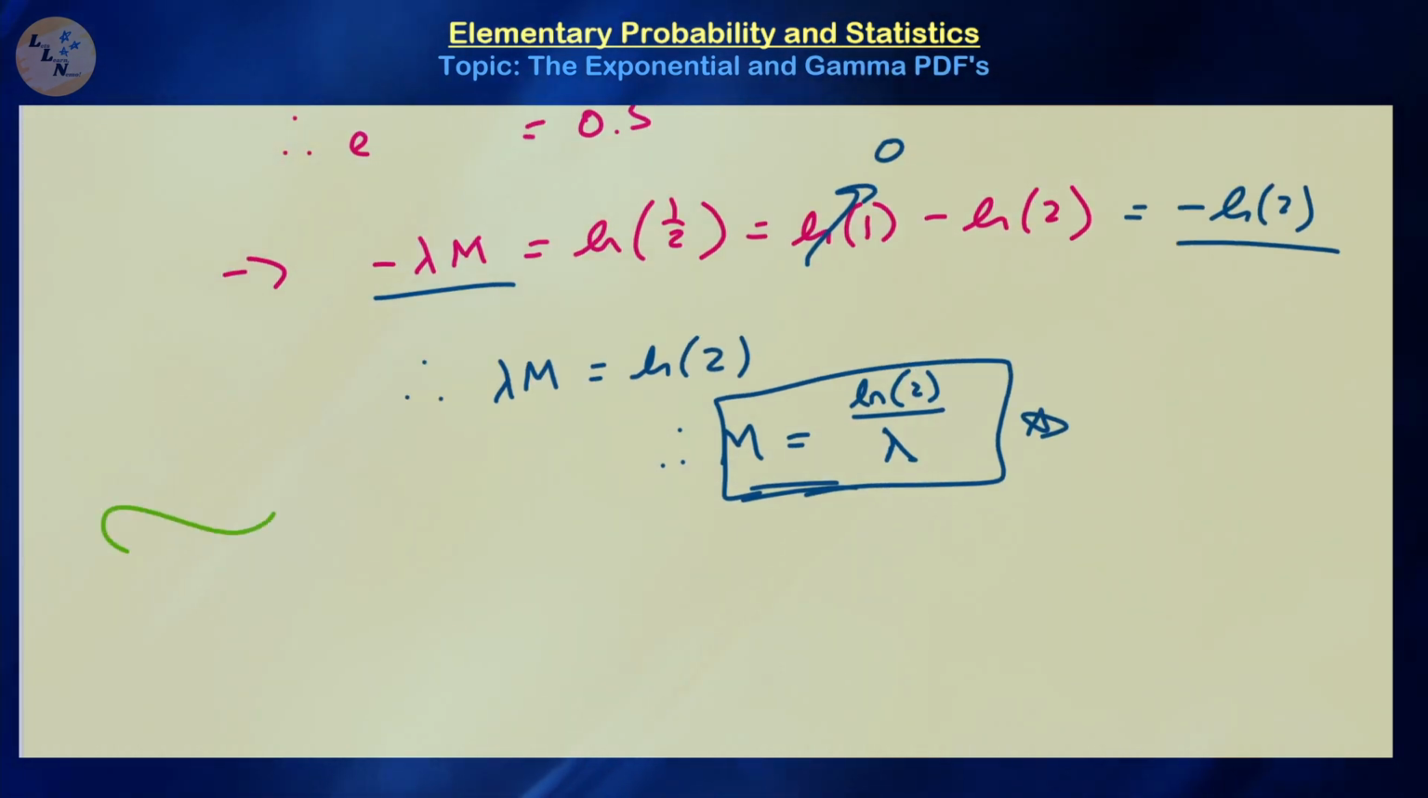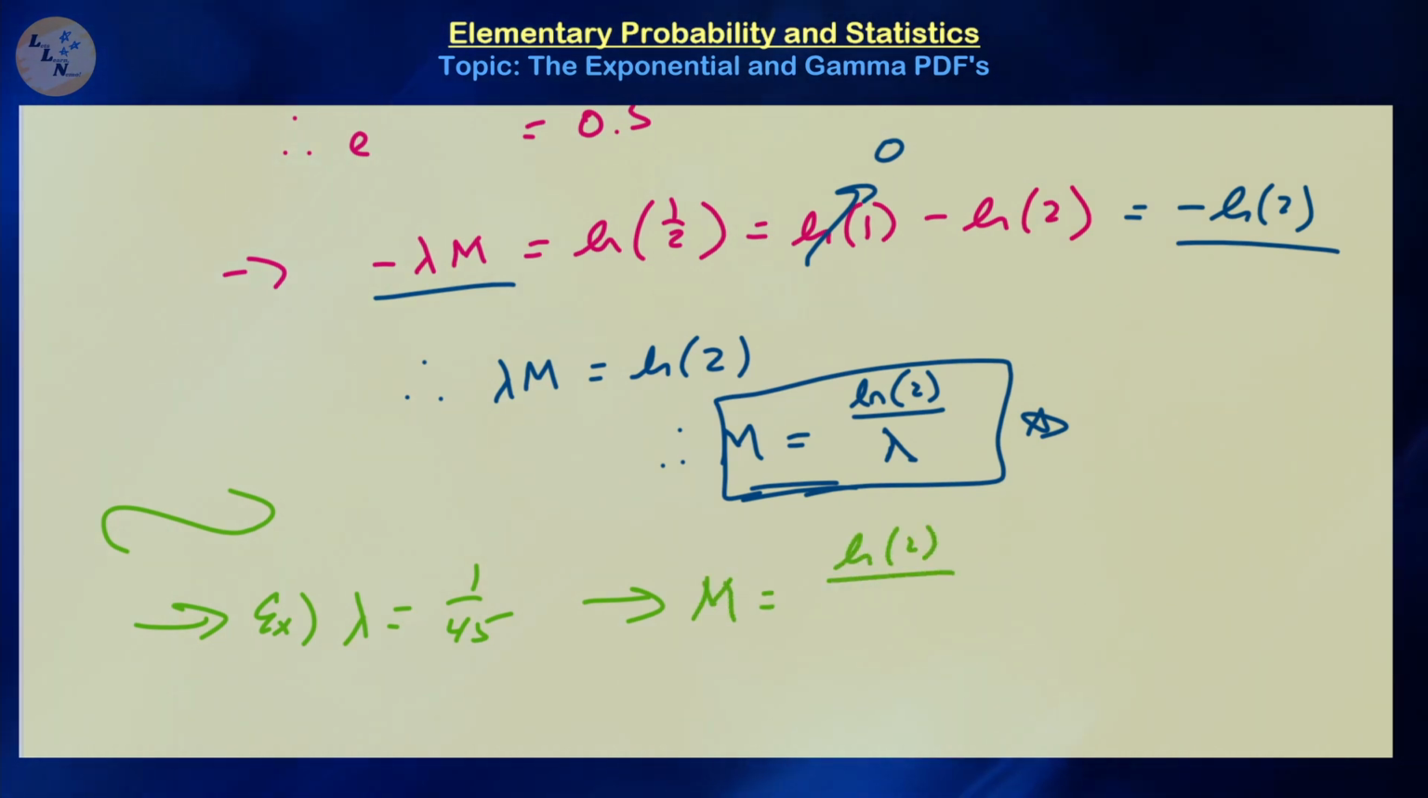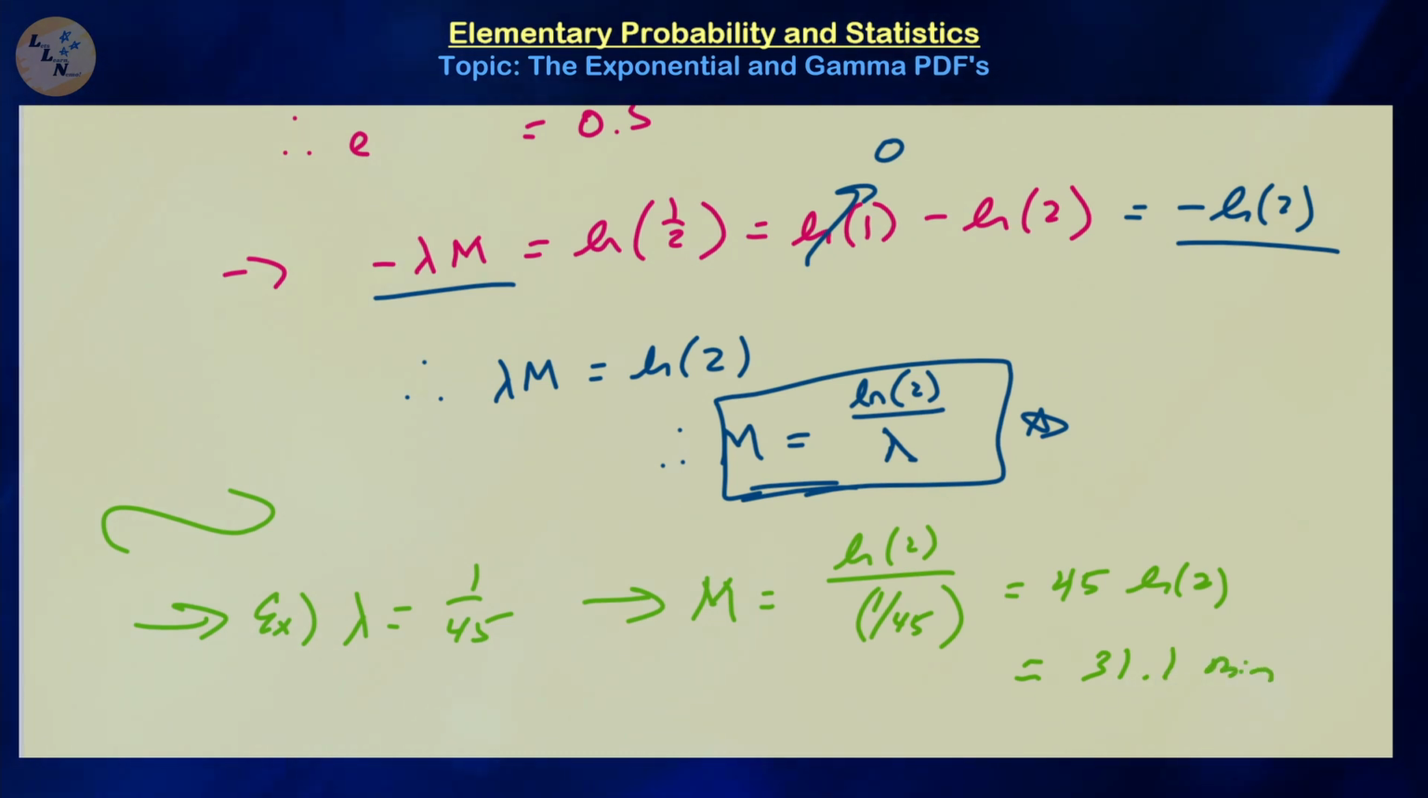So that means in continuation of our example, remember that lambda was equal to the reciprocal of the average. That means the median shopping time is going to be equal to the natural log of 2 all over 1 over 45, which is going to be equal to 45 times the natural log of 2. And once you do the natural log of 2 times 45, you're going to have approximately 31.1 minutes. So that's the median shopping time.